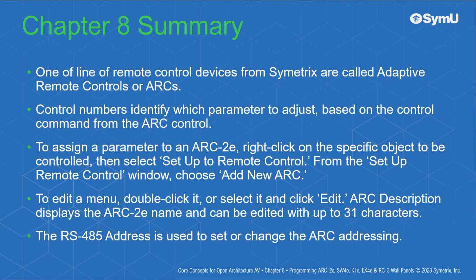In summary, one line of remote control devices from Symetrix are called Adaptive Remote Controls or ARCs. Control numbers identify which parameter to adjust based on the control command from the ARC control. To assign a parameter to an ARC-2E, right-click on the specific object to be controlled, then select Set up to Remote Control. From the Set up Remote Control window, choose Add New ARC to edit a menu, double-click it, or select it and click Edit. ARC description displays the ARC-2E name and can be edited with up to 31 characters. The RS485 address is used to set or change the ARC addressing.